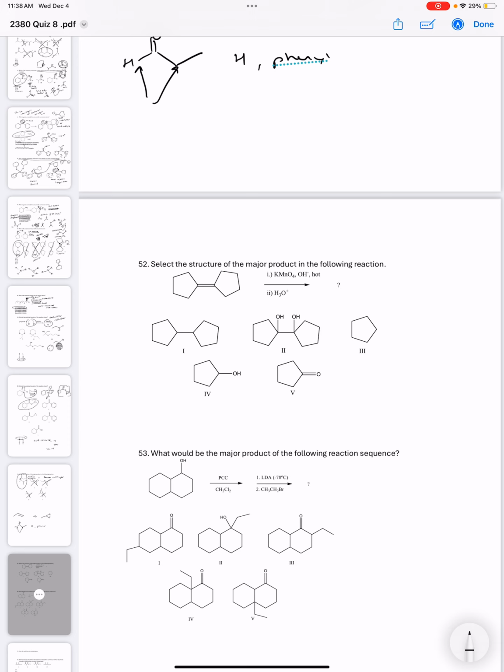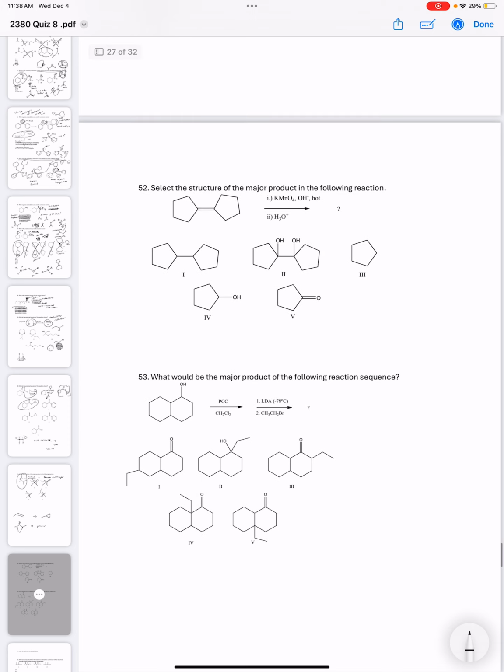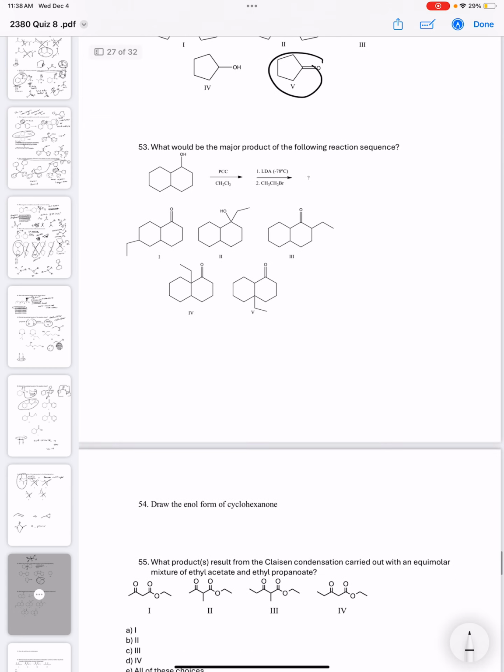Okay, so the next question, KMnO4 does all kinds of stuff with alkenes. It will cleave them and, if it has a hydrogen, it'll turn it into a carboxylic acid. But if it's an R group, it just cleaves it and adds an oxygen, just like ozone. So that would do that, where it cleaves right here. There's no hydrogen to turn into a carboxylic acid, so it just stops at the ketone.